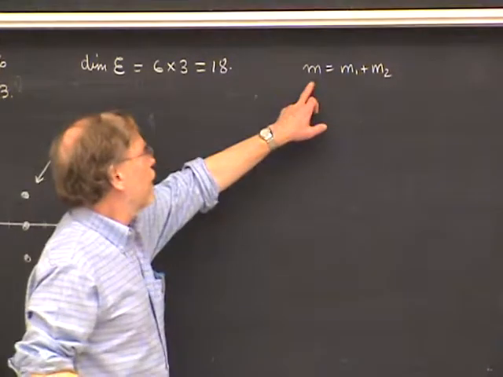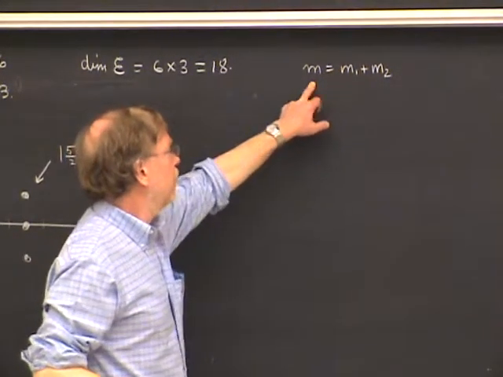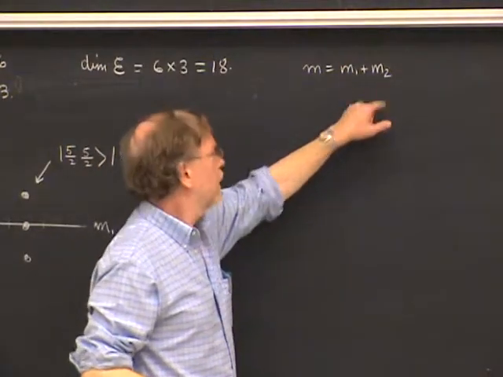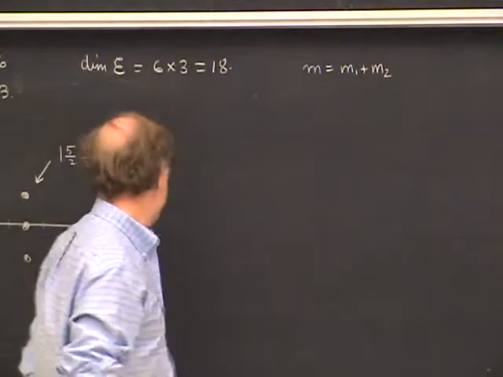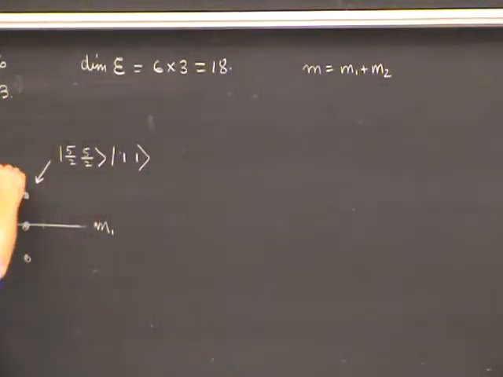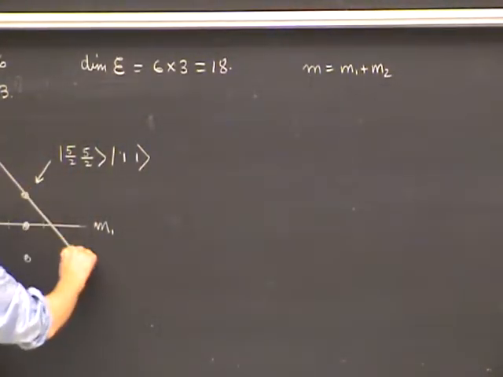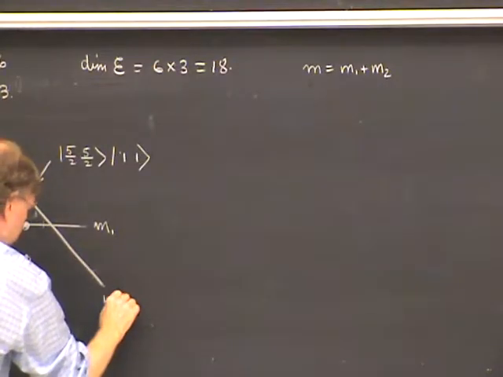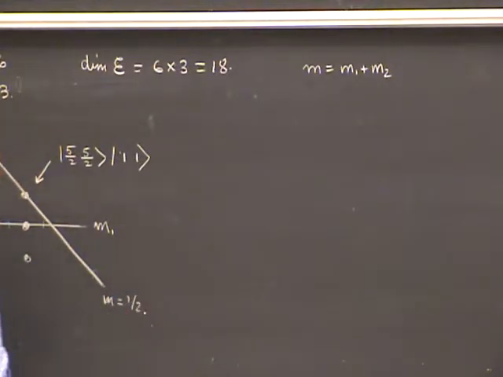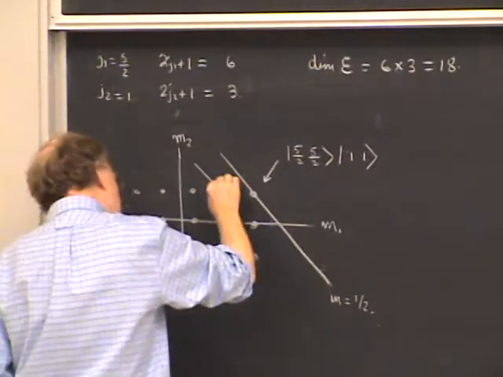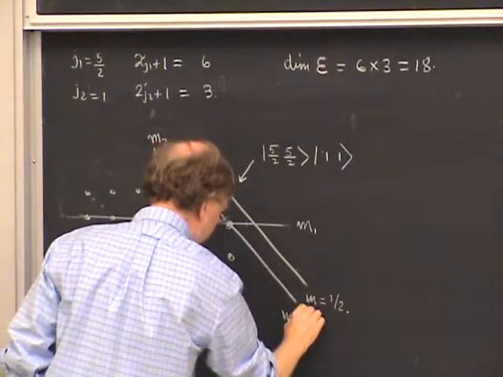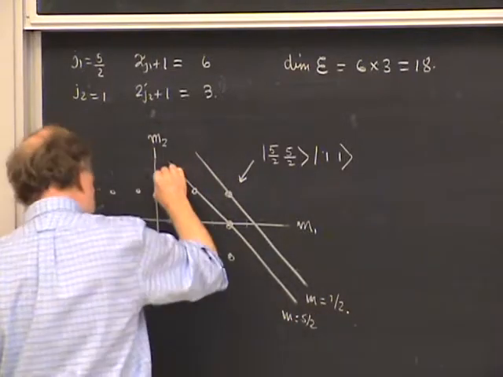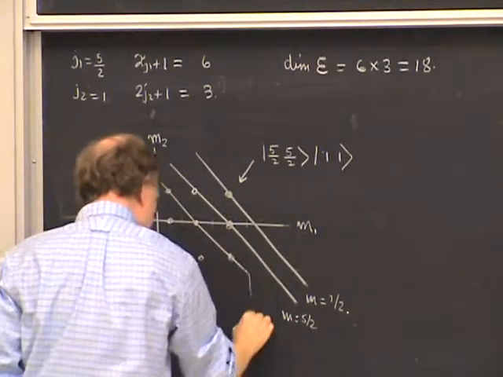If we draw the contour lines of M in the M1, M2 plane, they're simply straight lines that go down at a 45-degree angle, like this. And in particular, if I draw the line that goes through this doubly stretched state, this is the line in which m is equal to 7/2. If I move down by one, there's another line that goes through these two states in which m is equal to 5/2. Another line that goes through three states has m equals 3/2.